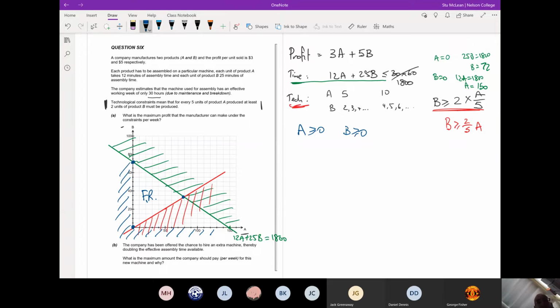I'm not going to call them A and B this time. So our critical points, I will call them C, D, and E. Point C has the coordinates 0, 0. Point D has the coordinates we found before, B is 72 and A is 0. And point E is where these two lines cross.